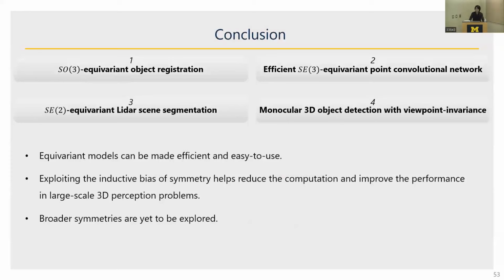Overall, through all this work, we show that equivariant models can be made efficient and easy to use. And exploiting the inductive bias of symmetry helps reduce the computation and improve the performance in large-scale 3D perception problems. However, broader symmetries are yet to be explored. And here I would like to discuss three future directions.